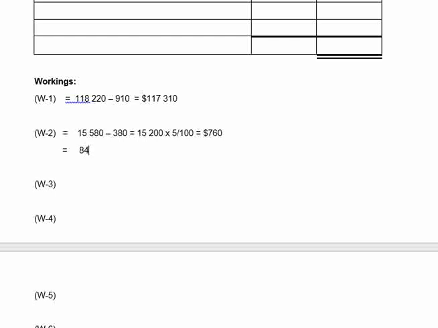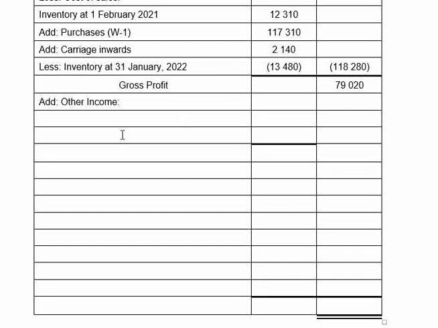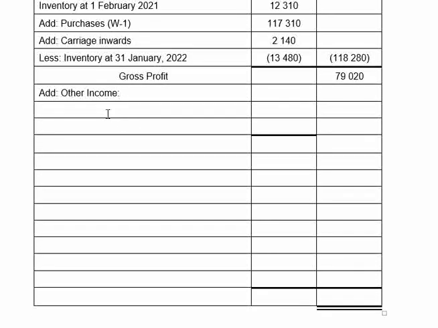So provision for doubtful debt at start of the year is 840, and at end of the year is 760. We will always have to compare the provision for doubtful debt at start of the year and at end of the year. So at end of the year, the provision has decreased by $80. So we will write it as decrease in provision for doubtful debt. This is over other income, so we'll write it here, decrease in provision for doubtful debt. This comes from our working number 2.